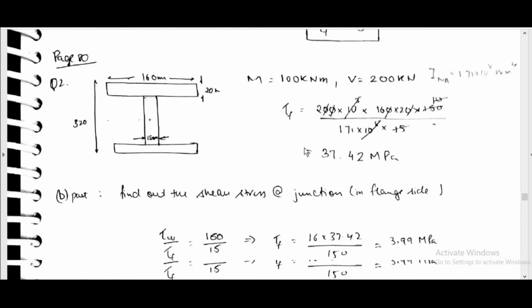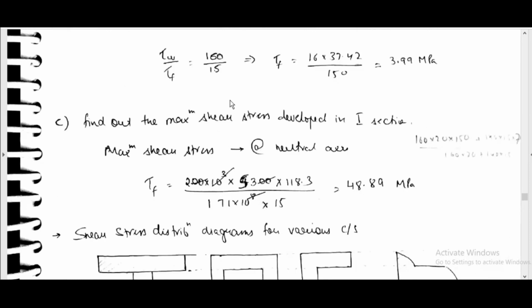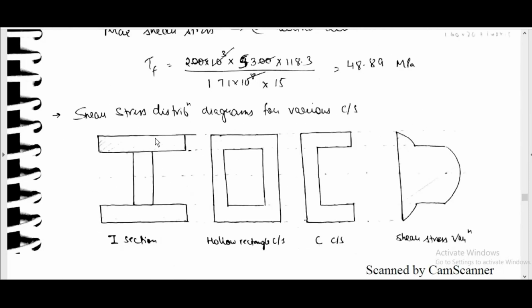These are workbook questions; just use the same formula. Shear stress distribution for various cross sections: I section or hollow rectangle, circle, C section. The shear stress will be more where there is no material.